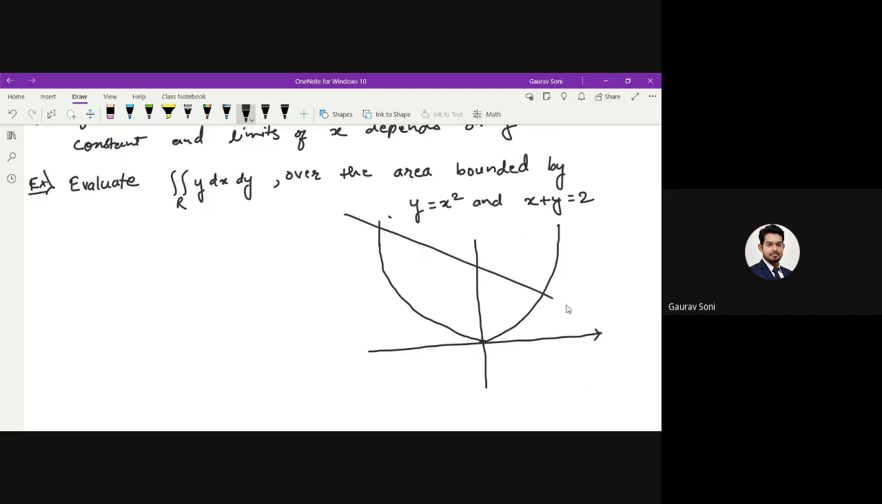So y is equal to x square, parabola opening towards positive y-axis, and x plus y is equal to 2 is a straight line like this, which will intersect the x-axis at 2 comma 0 and the y-axis at 0 comma 2. Now we need to evaluate this integral over the region bounded by this line and the parabola. So the area is this one. This complete area is going to be there.